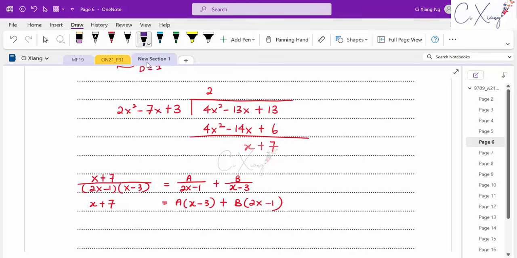Okay, so you can try to imagine, for this particular term, I multiply with 2x minus 1 and also x minus 3. Therefore, you cancel off everything. Then for this particular term also, you multiply it with the original denominator. So 2x minus 1 and 2x minus 1 can be cancelled. Therefore, you're having A multiplied with x minus 3. So the same thing applies for part B here.